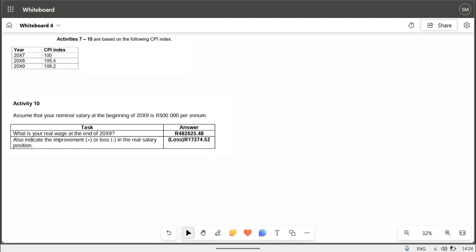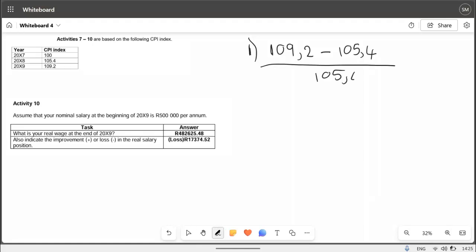The last question, which is activity 10. So here they're telling us that at the beginning of 20x9, our salary is 500,000 per annum. So they want us to calculate the real wage at the end of 20x9. Number 1, we all know that we must get the inflation rate, which is going to be our new CPI minus the old CPI, divided by the old CPI, times 100, and our inflation is going to be 3.6%. We rounded it off to 1 decimal, right?